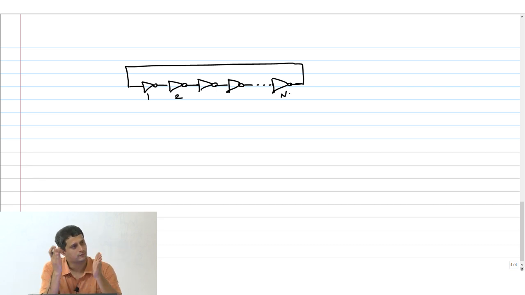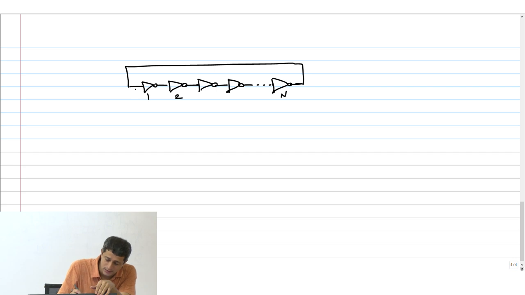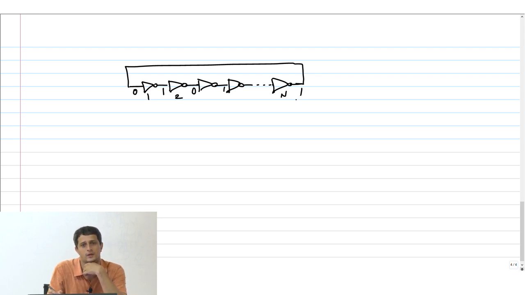However, if there are an odd number of inverters in this chain, then what happens is, let's say that this is 0. Then this will make the output of the first inverter toggle to a 1 after some delay. So this will become 1, then this will become 0 after some delay, 1, 0, and then eventually, because n is odd, this will switch to a 1.